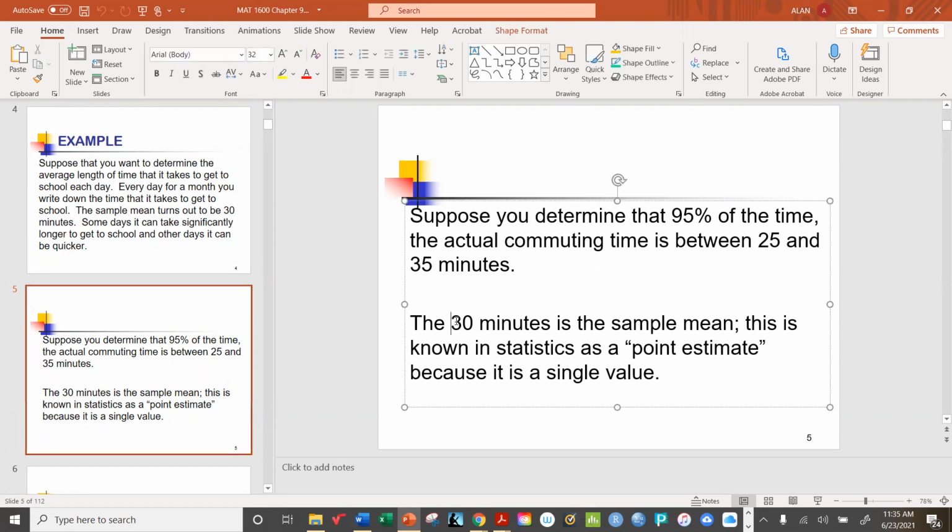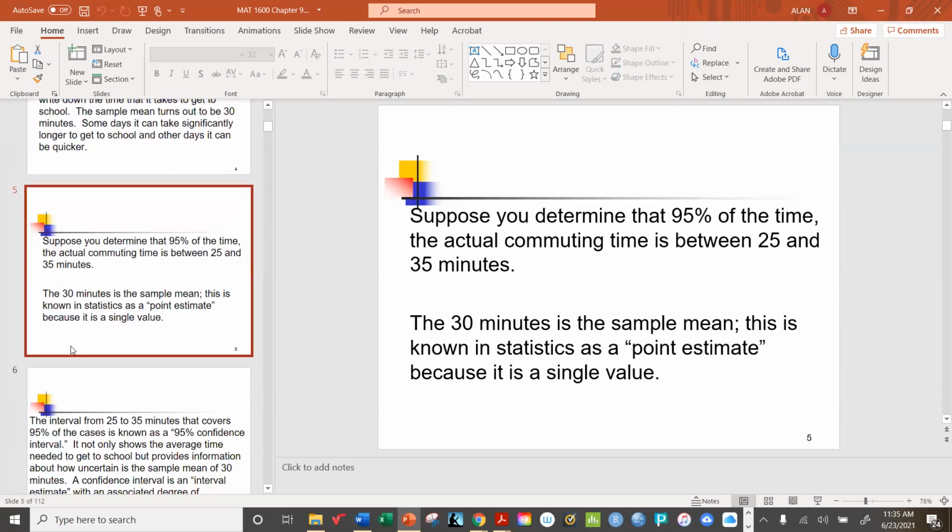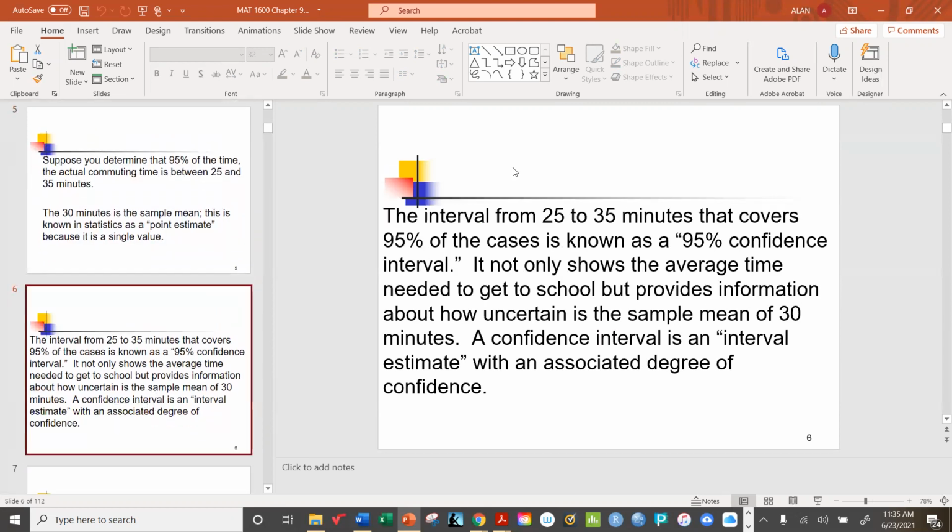So the 30 minutes, our estimate of the sample mean, is often referred to in statistics as a point estimate, which simply means it is a single value. Okay, the word point here means that it is a single value. The interval, on the other hand, from 25 to 35 minutes is often referred to as an interval estimate. But specifically, when we attach a level of confidence to our interval, it becomes a confidence interval or interval estimate with a given degree of confidence.